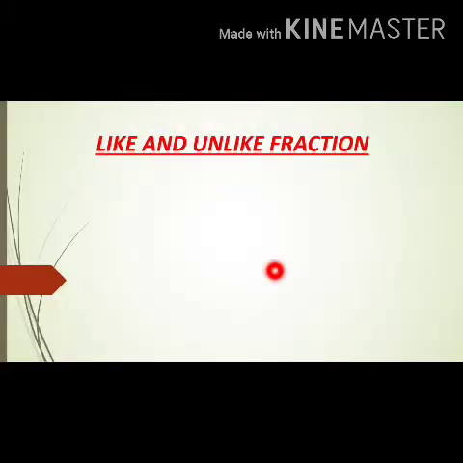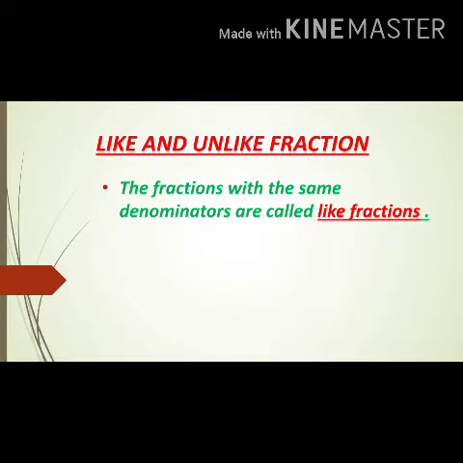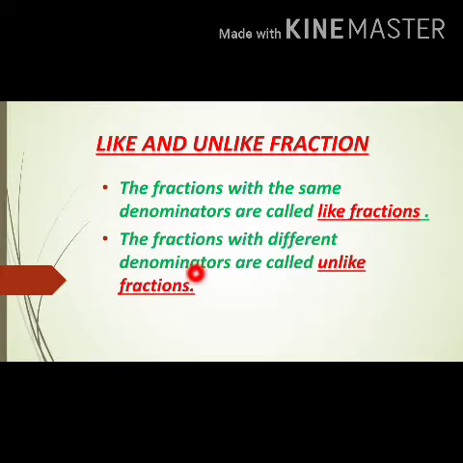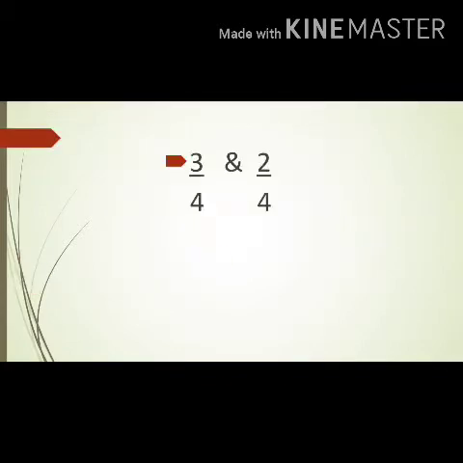Like and unlike fractions. The fractions with the same denominators are called like fractions. The fractions with different denominators are called unlike fractions. For example, 3 by 4 and 2 by 4.